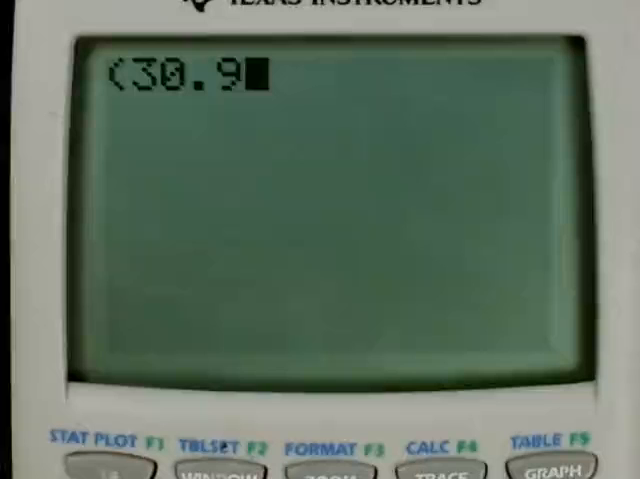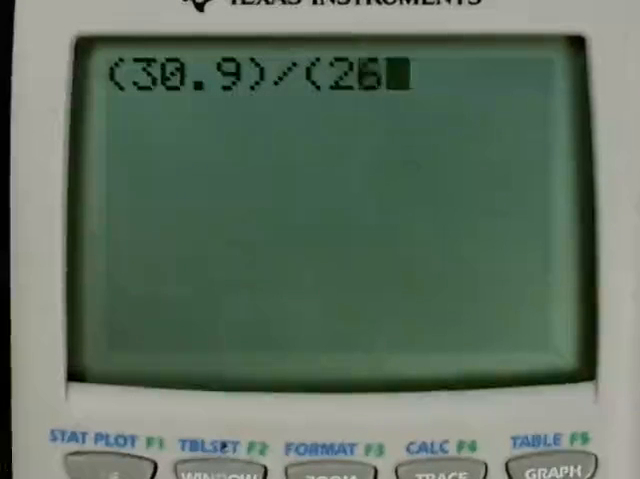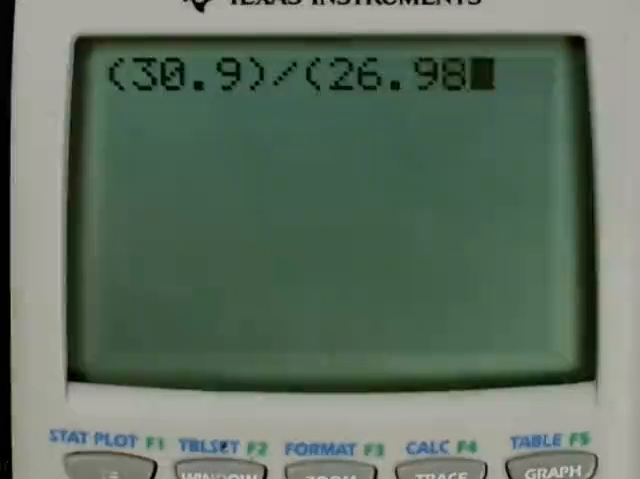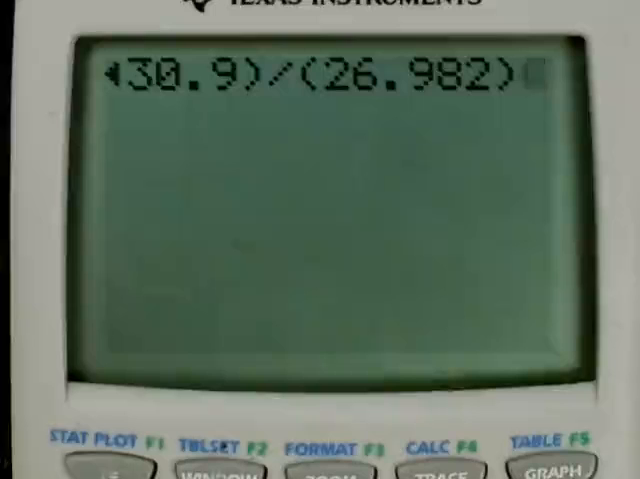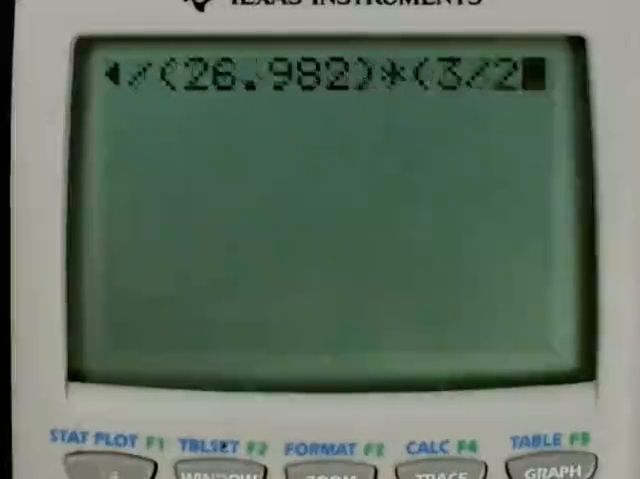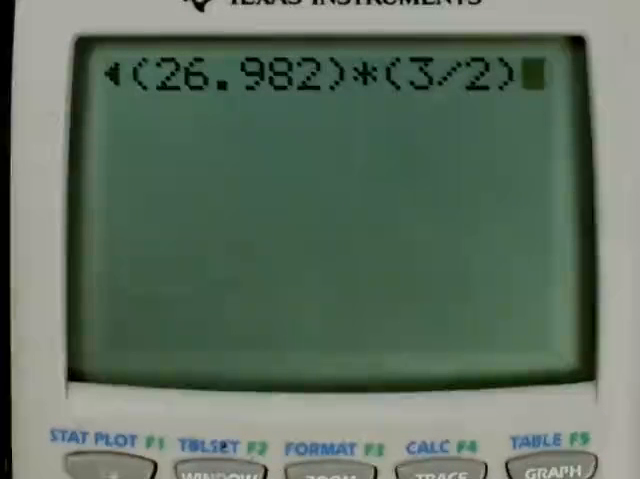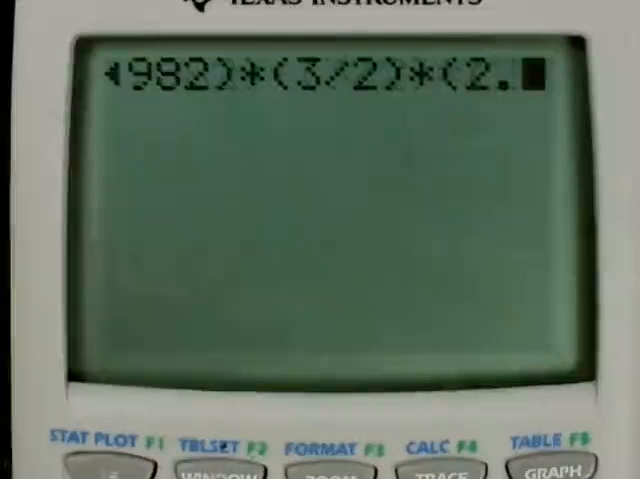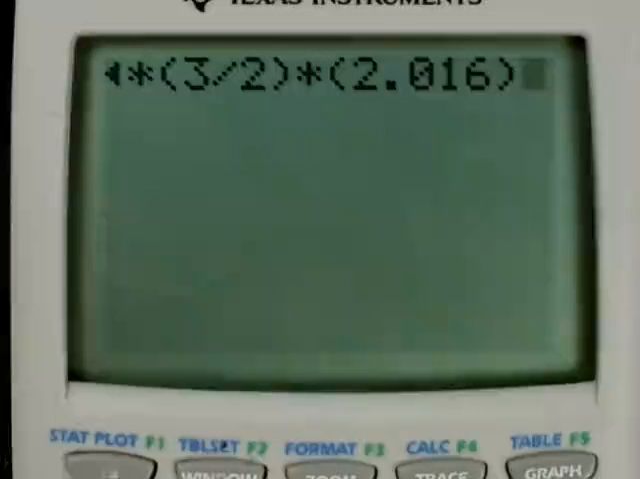So 30.9. Are we going to multiply or divide by 26? Yeah, divide by 26.982 times 3 divided by 2 times 2.016.